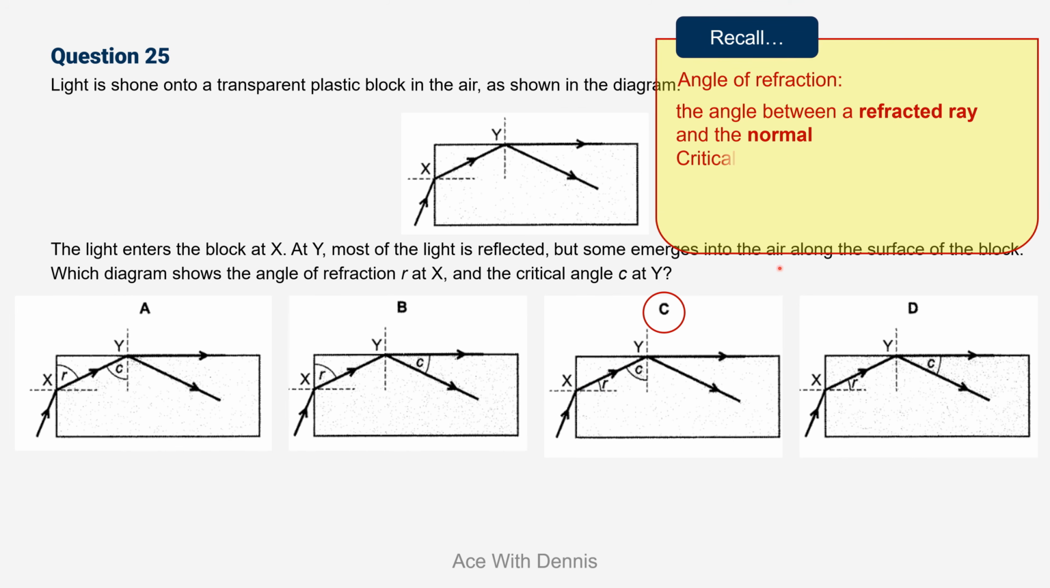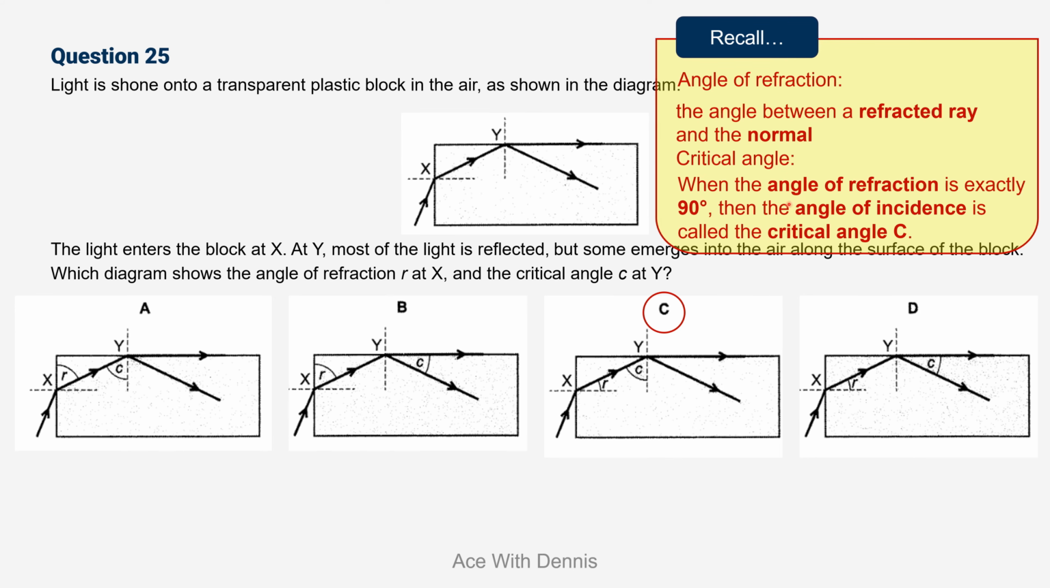Next, critical angle is when the angle of refraction is exactly 90 degrees, the angle of incidence is called the critical angle C. So this is the definition of critical angle. So as you can see from the diagram, when this refracted ray is 90 degrees, this incident angle will be the critical angle. Hence, the answer is C.